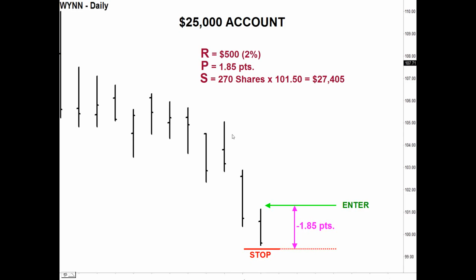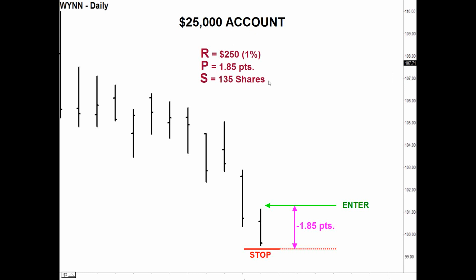All right, so what does that mean? Remember, we are risking 2%. R equals 2%. Well, all you have to do is simply change that. So let's say we want to go down from 2 down to 1%. So we're only going to be risking 1% now of $25,000, and that equals 250. We're still using the same P, which is 1.85 points, but now the calculation is different. We're dividing 250 by 185, and instead of 270 shares, that now gives us 135 shares.